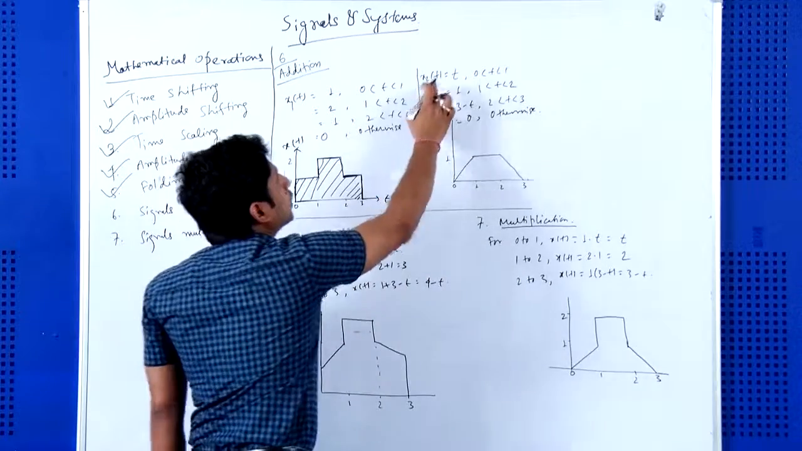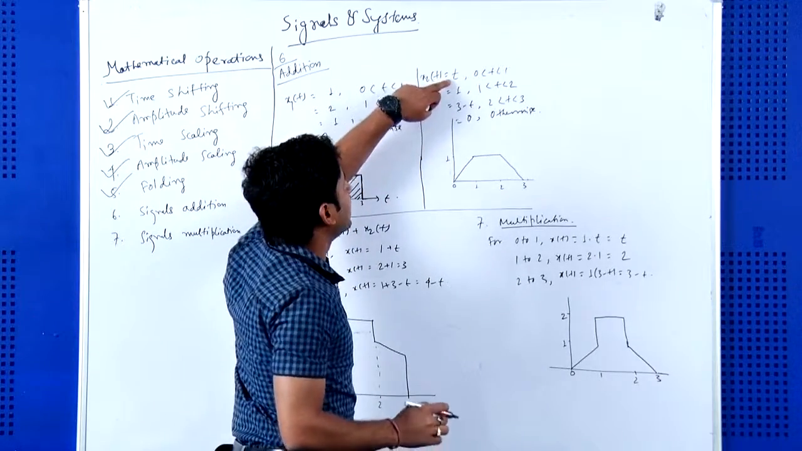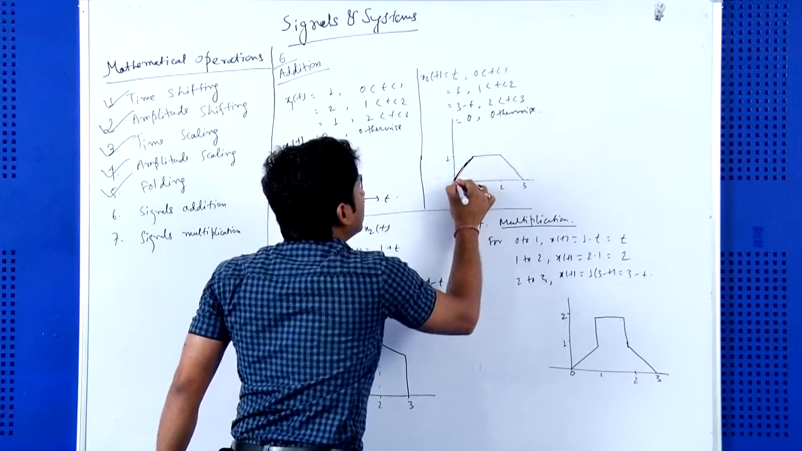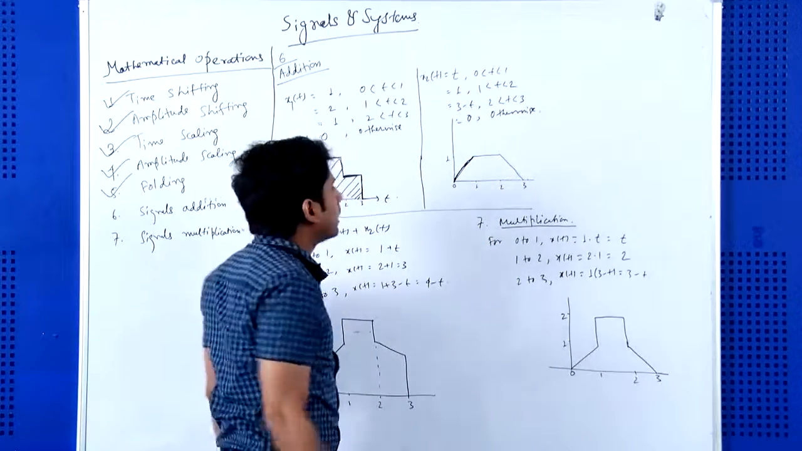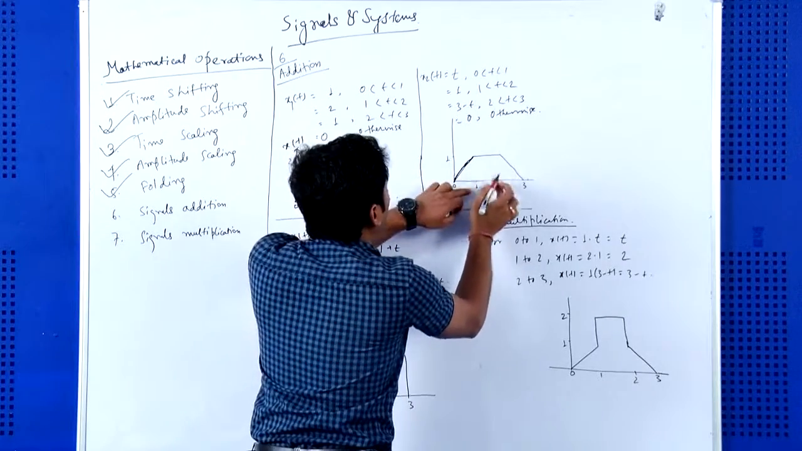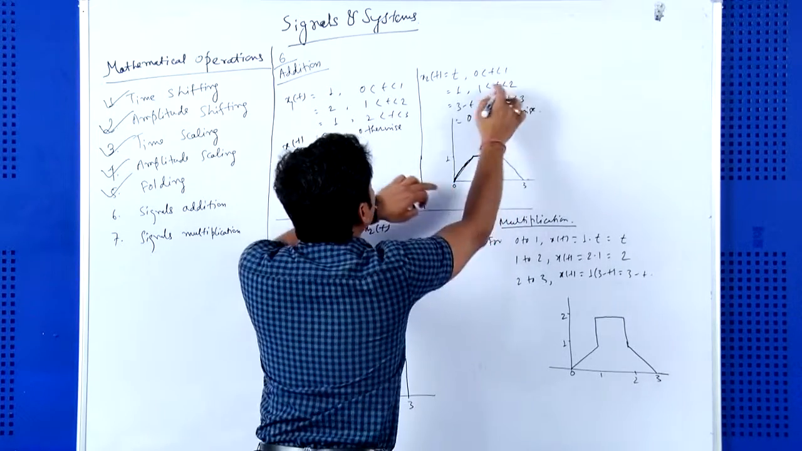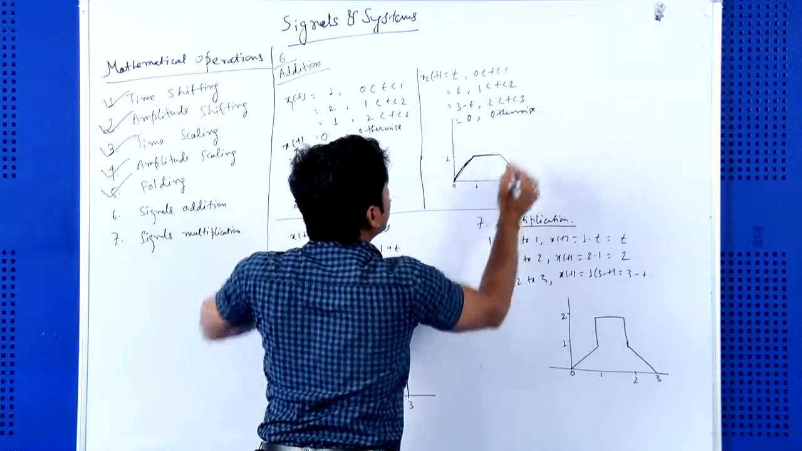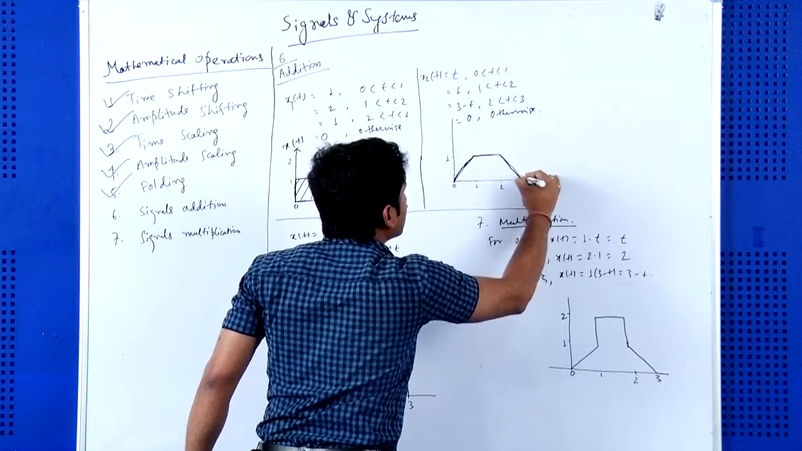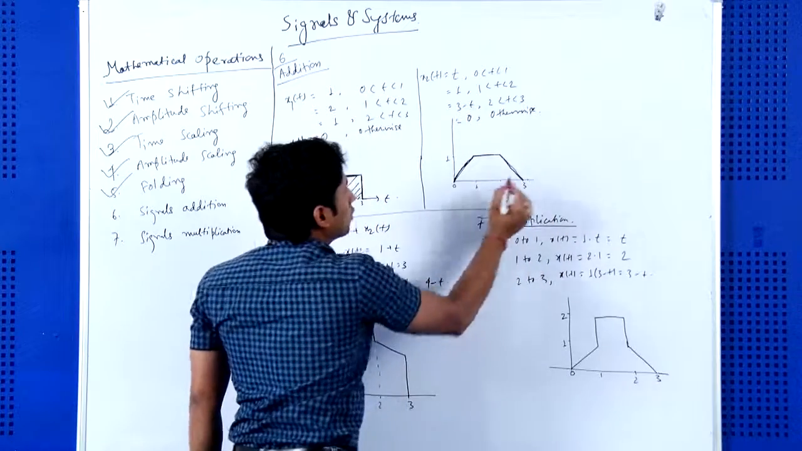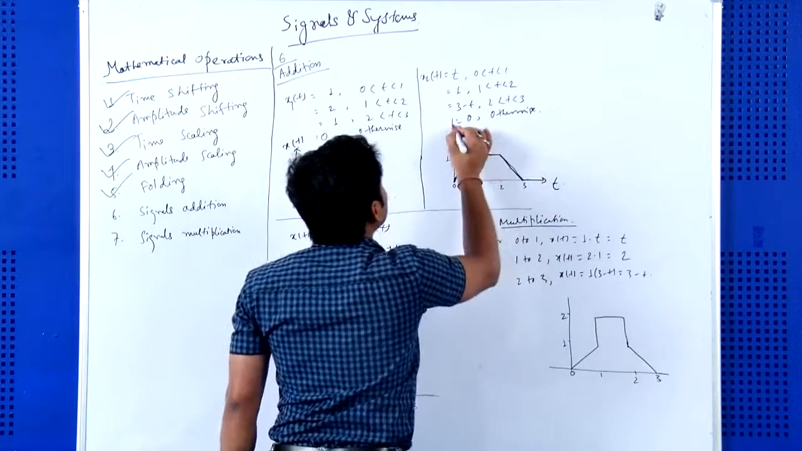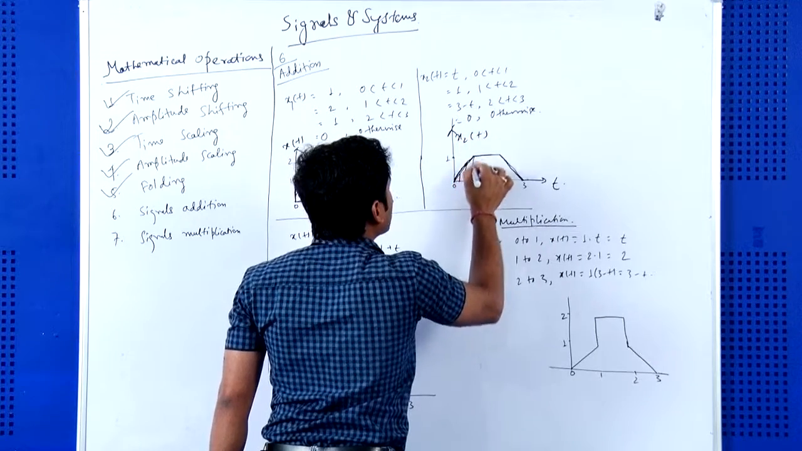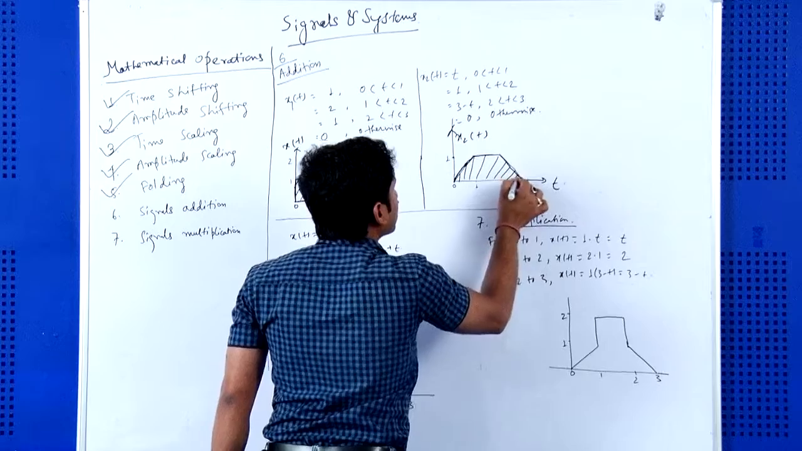Now let us consider x2(t). It is defined as t in between 0 to 1, so this is like a ramp. Now in between 1 to 2 this is 1. Then 3 minus t in between 2 to 3, and 0 otherwise. So this axis is the time axis, this is x2(t), and this value is 1. This is our given signal x2(t).